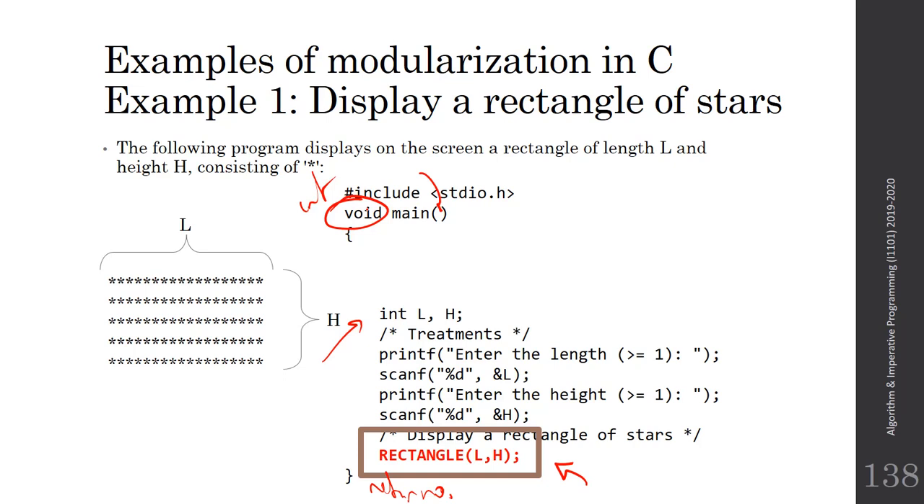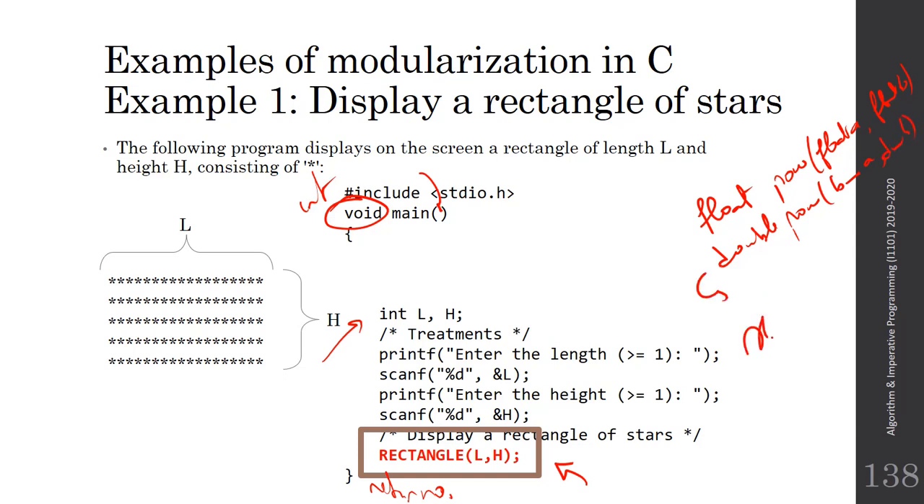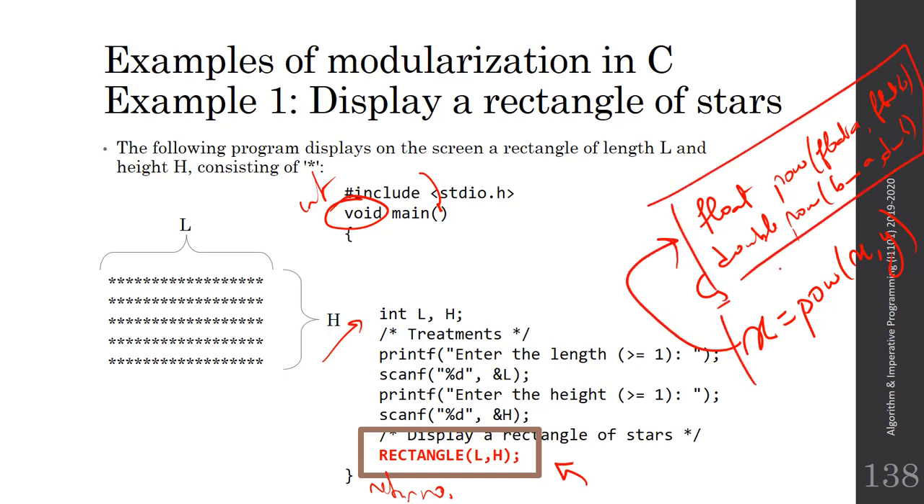It's like pow, which has a prototype. We call it a prototype: float a, float b. It could also be double pow, double a, and double b. It means that if I have a variable x of type double, I can write pow x y. So those should match. This is what's inside math.h, and this is how I call it. I call it with an equals sign here because it returns a value of type double.